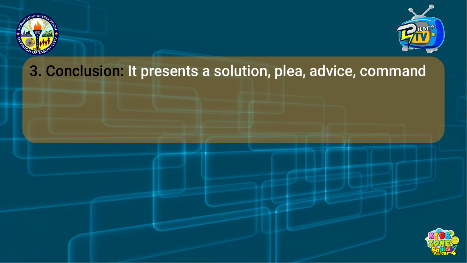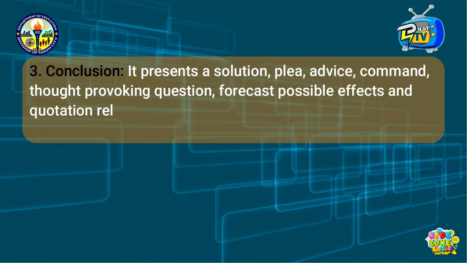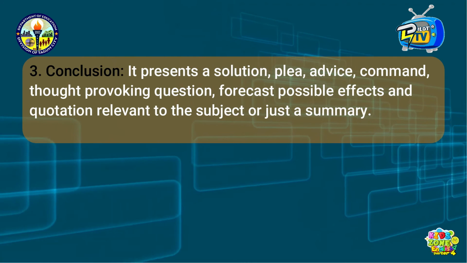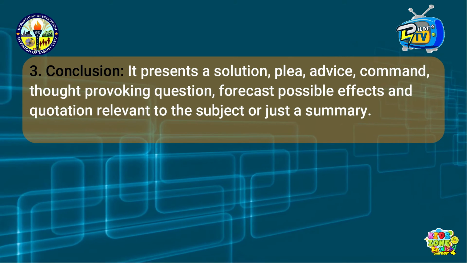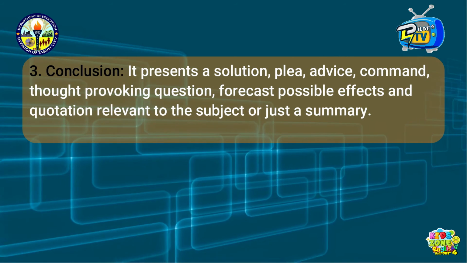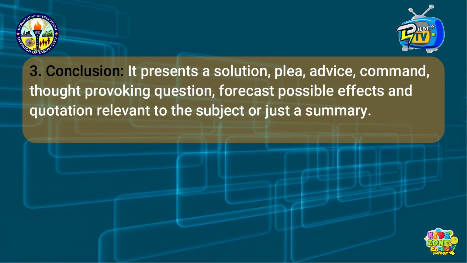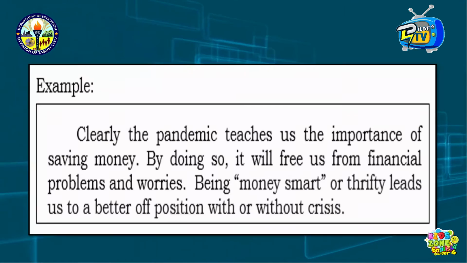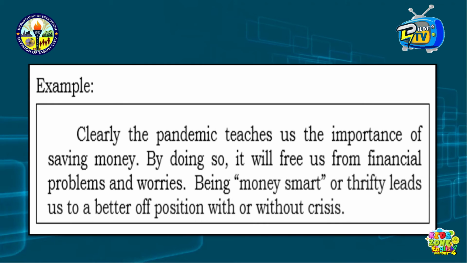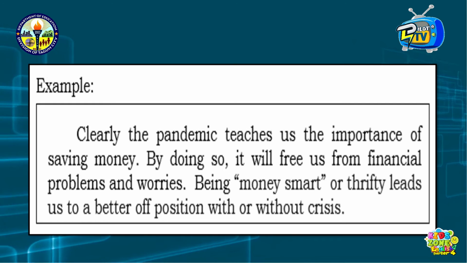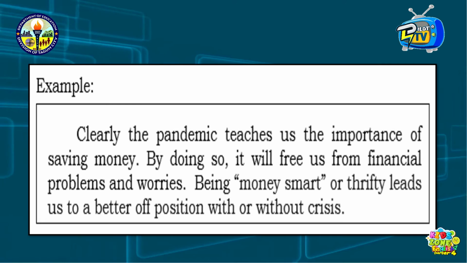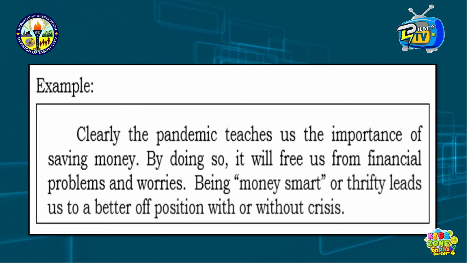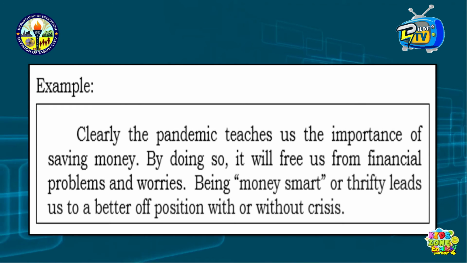Number 3. Conclusion. It presents a solution, plea, advice, command, thought-provoking question, forecast of possible effects, a quotation relevant to the subject, or just a summary. Example: Clearly, the pandemic teaches us the importance of saving money. By doing so, it will free us from financial problems and worries. Being money smart or thrifty leads us to a better off position with or without crisis.